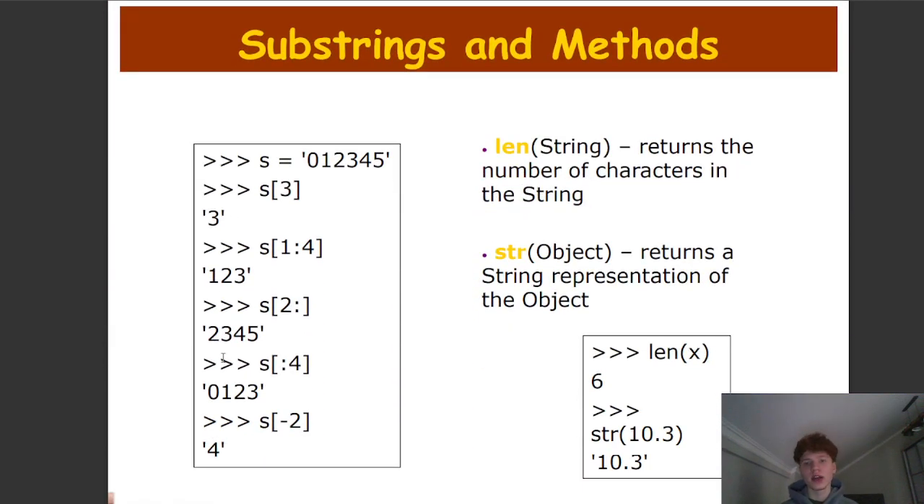Substrings and methods. len(string) returns the number of characters in the string. str(object) returns a string representation of the object. len(x) equals 6. str(10.3) gives 10.3.